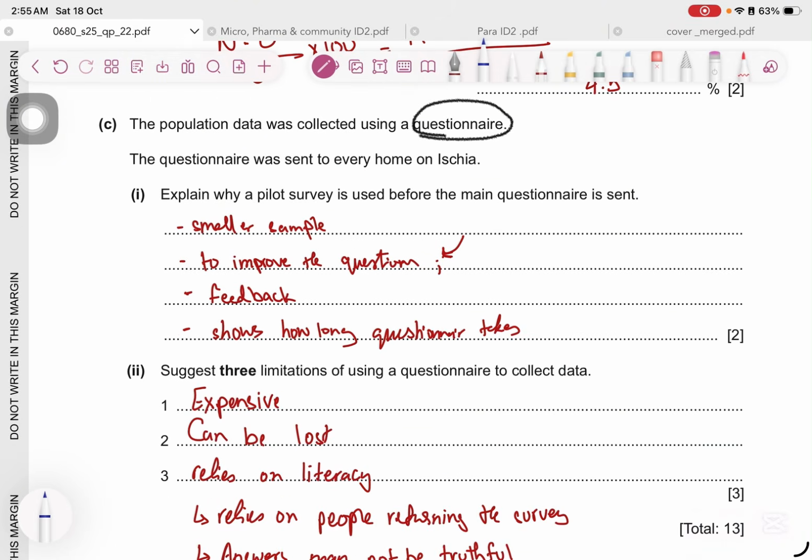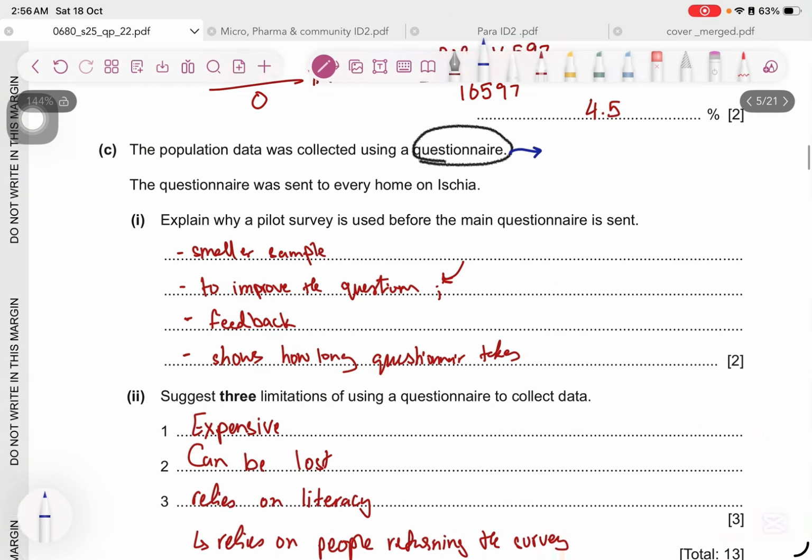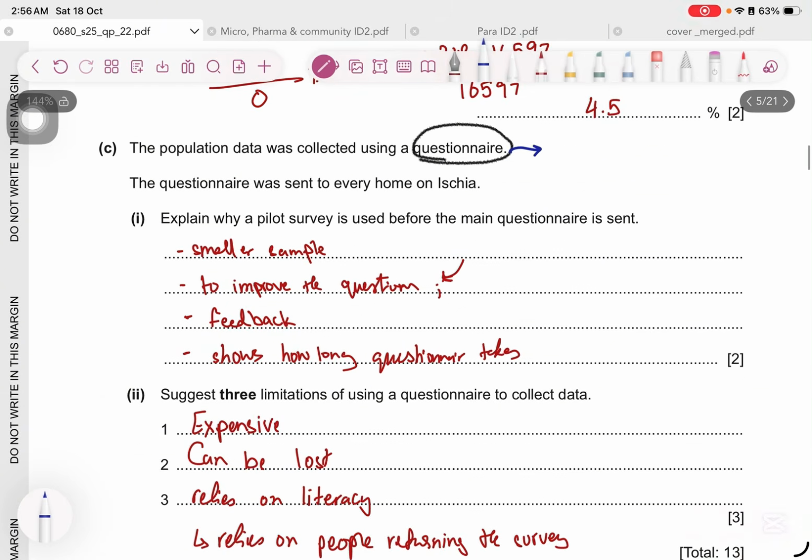The population data was collected using a questionnaire. The questionnaire was sent to every home on Ischia. The questionnaire is very important, okay? Because it allows you to get representative data. So it allows you to survey everything. Now you got another questionnaire or a survey, and that's very important.